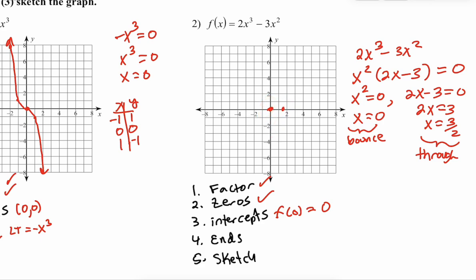But now let's talk about the ends. The ends can be found by looking at your lead term. Your highest power term is 2x cubed. 2x cubed would be down on the left and up on the right. So that's what we would expect the ends to do on this particular function.